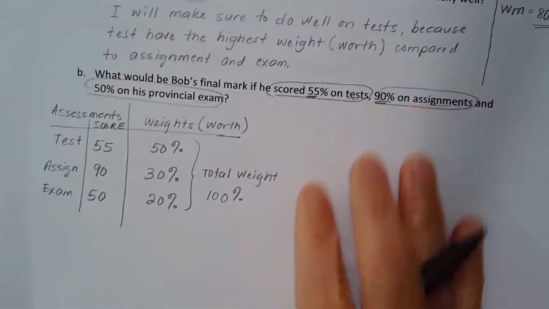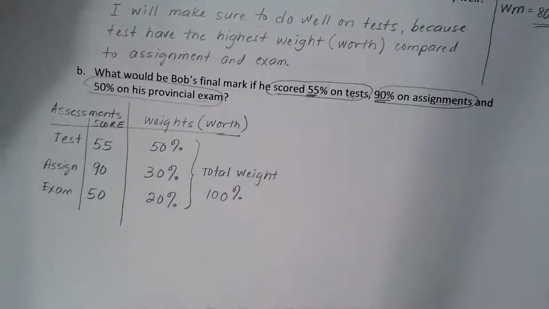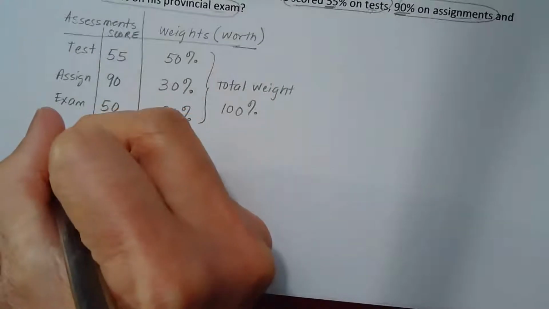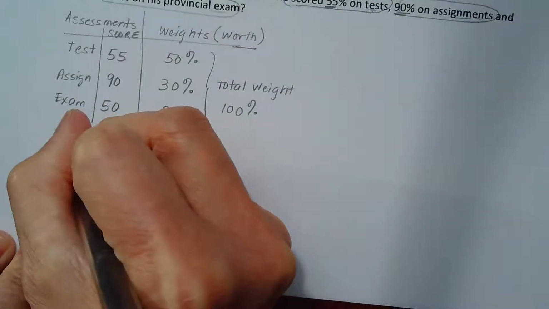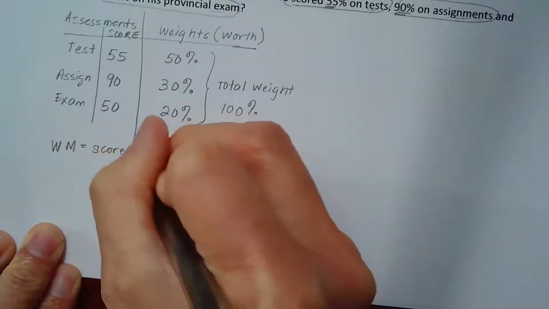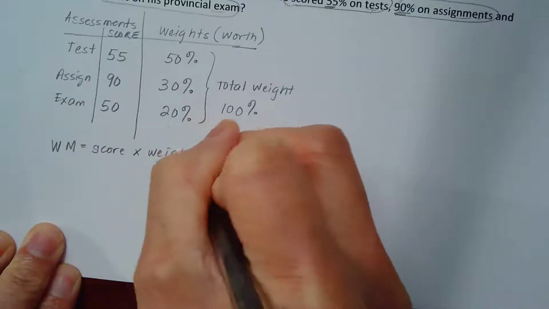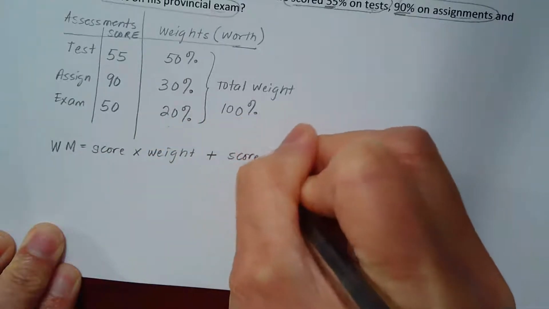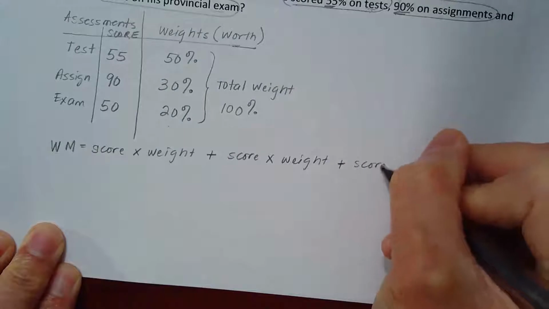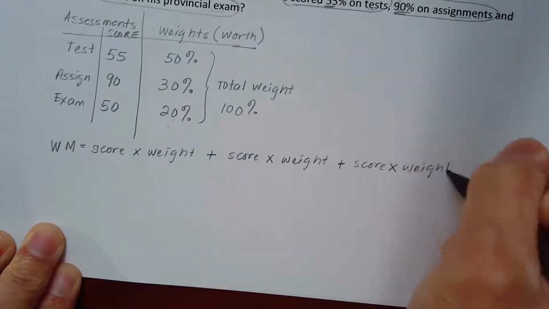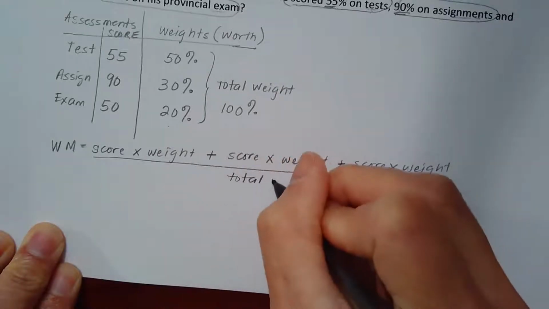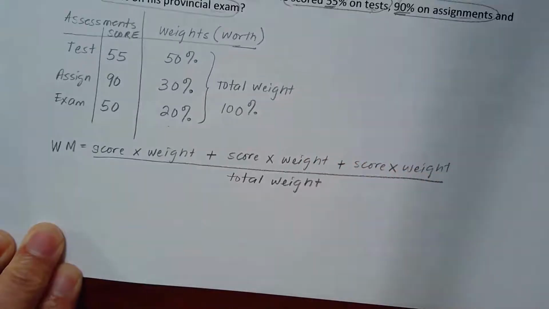Okay, now we're ready to put our, okay, got some room at the bottom. I think what I'm going to do is the bottom piece. So here's a formula for weighted mean. I'll just put WM. Score times the weight plus score, whatever they got, times the weight plus score times the weight, divided by the total weight. Total weight. There you go.